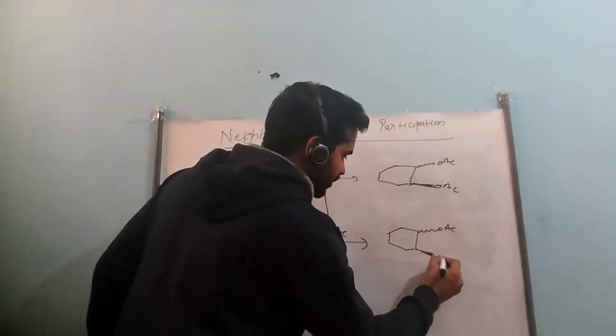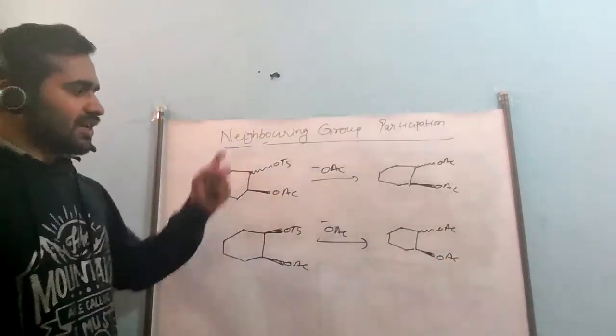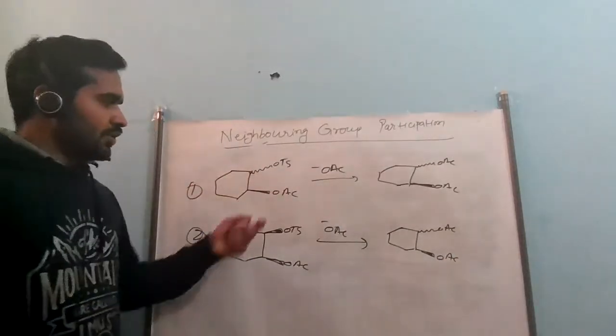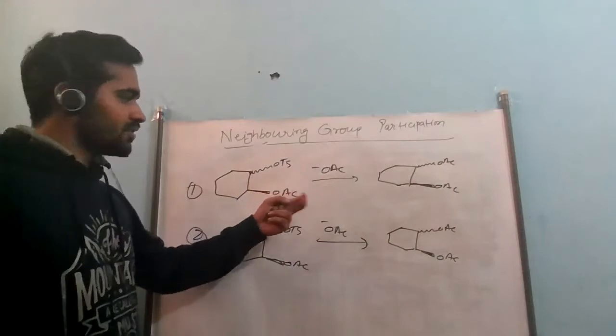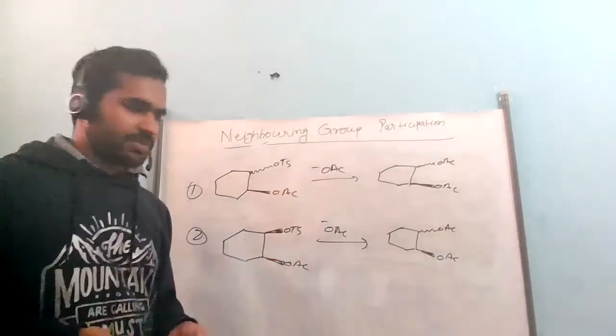OSC above the plane OSC. So can you imagine in which reaction there is neighboring group participation? Suppose this is reaction 1 and this is reaction 2. Can you work out in which reaction there is neighboring group participation, and in which there is none?